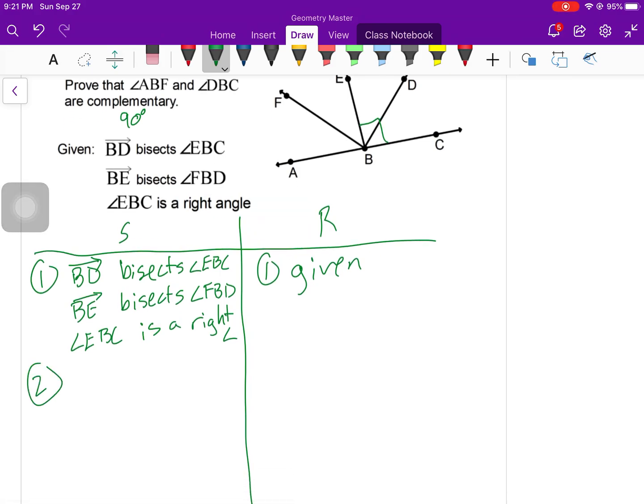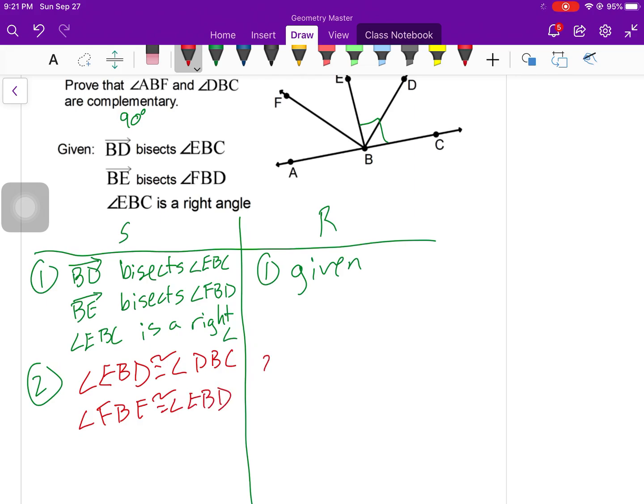So step two, I'm going to start with bisecting an angle. What does it mean to bisect an angle? Well, it means it's going to cut angle EBC in half for that first one. So that tells me that angle EBD is congruent to angle DBC. It tells me that when I'm looking at ray BE, we get FBE is congruent to angle EBD. I can do both of those at the same time because they are the definition of an angle bisector.